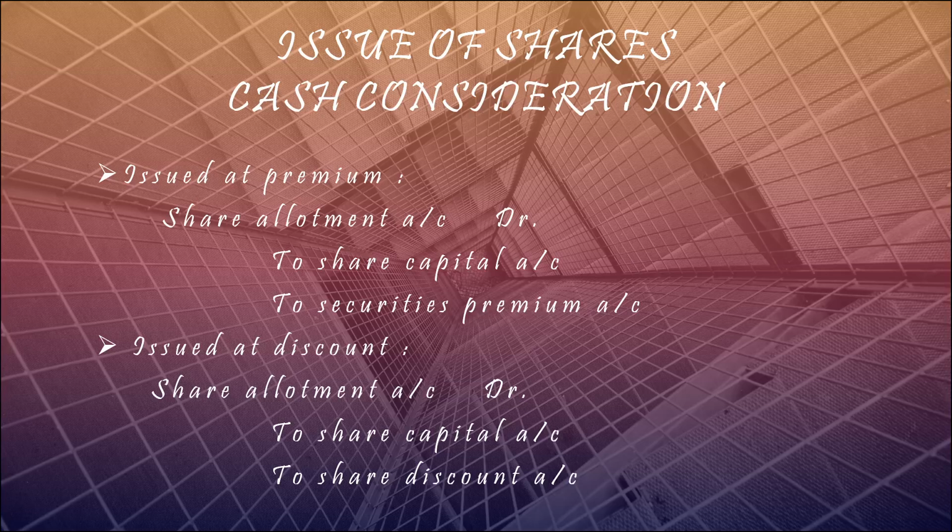And next one is issued at a discount. If the amount received for issued shares is less than the face value of shares, then share allotment account debit to share capital account and share discount account. Par entry, that is issued at par, means bank account debit to share capital account.